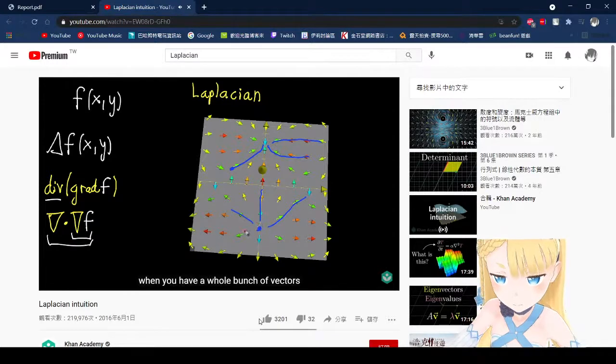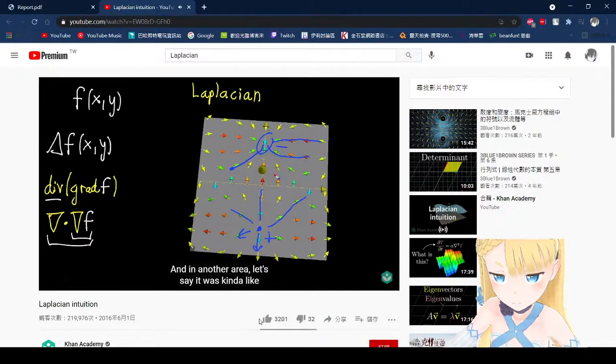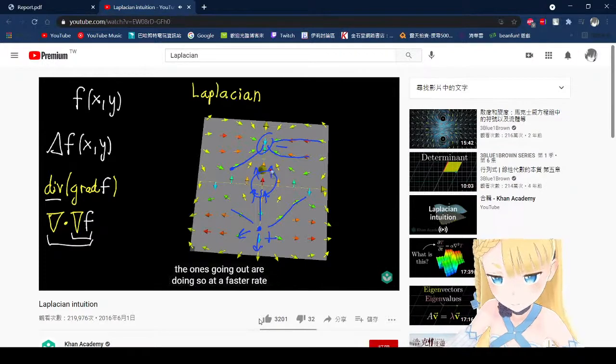And when they go away like that, when you have a whole bunch of vectors pointed away, that's an indication that divergence is positive because they're diverging away. So over here, divergence is positive. Whereas the opposite case, where all of the water molecules are coming in towards a point, that's where divergence is negative. And in another area, let's say it's the center point, where you have some water molecules that look like they're coming in, but other ones are going out. And at least from this picture, it doesn't seem like the ones going out are doing so at a faster rate or slower than they are coming in. This would be roughly zero divergence.